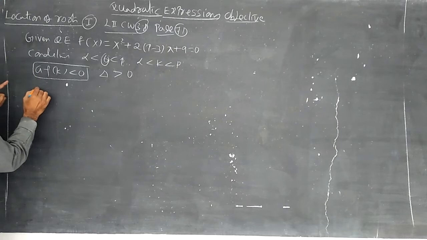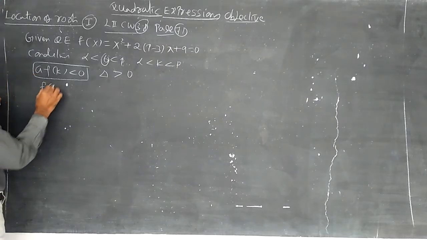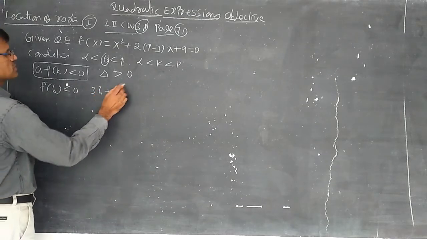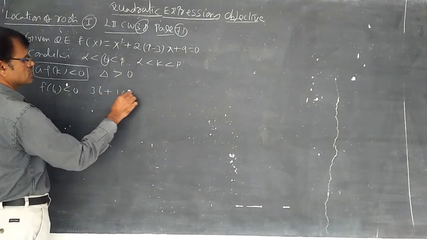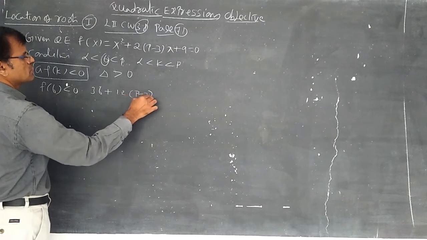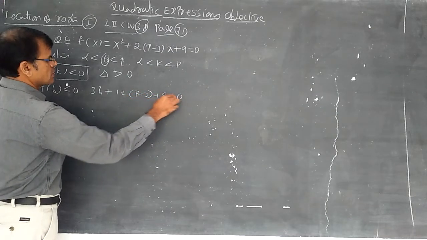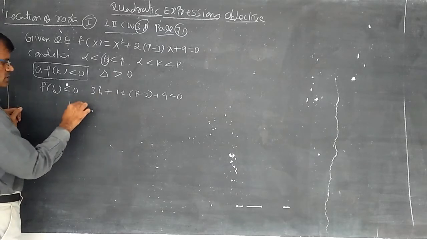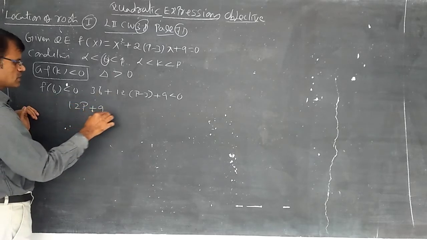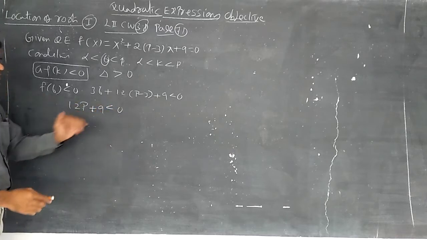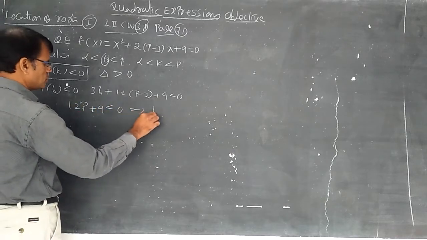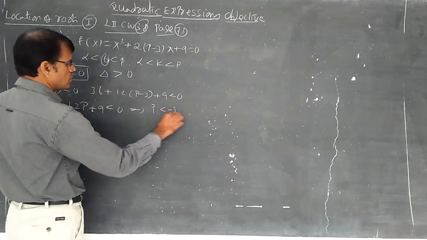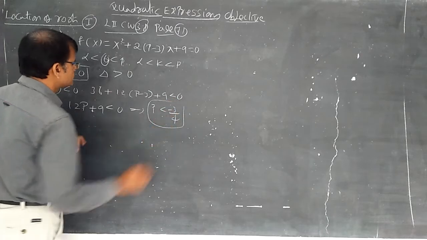So substitute here a into f of 6, so f of 6 less than 0. It becomes 36 plus 2 into p minus 3 into 6, that is 12 into p minus 3, plus 9 less than 0. So 36 plus 12p minus 36; 36 and minus 36 will get cancelled. 12p plus 9 less than 0. You can write this as p less than minus 9 by 12, so minus 3 by 4.